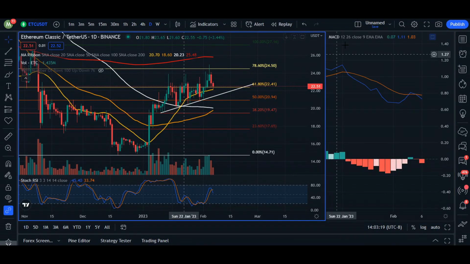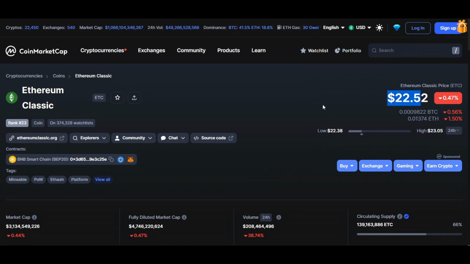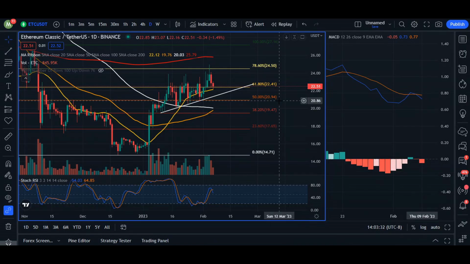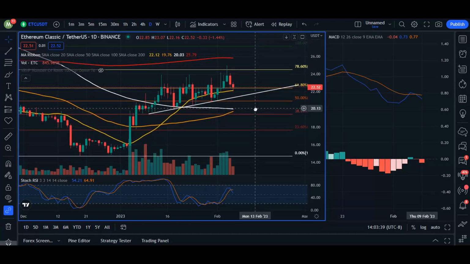In today's video update here for Ethereum Classic, we are trading at $22.52. 24-hour volume, we're down 36.74%, and market cap, we're down 0.45%. So heading over to our daily chart, we are going to take a look at an area of support, as in the next couple of days or so, we are going to see Ethereum Classic come down.